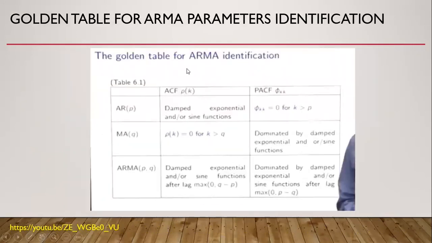This is a golden table for ARIMA identification. This I have taken from a very informative YouTube video. So if the ACF graph displays a damped exponential and/or sine function, then we can make use of an AR model by looking at the PACF graph. If the PACF graph demonstrates a damped exponential or a sine function, then we can use a moving average model with the parameter from the ACF graph. This is very important.